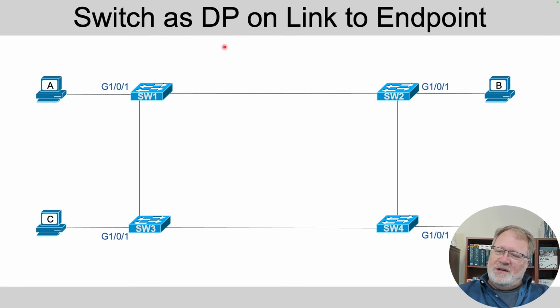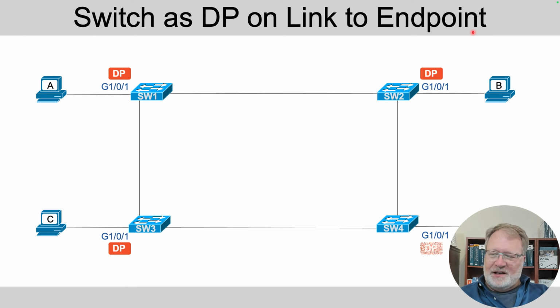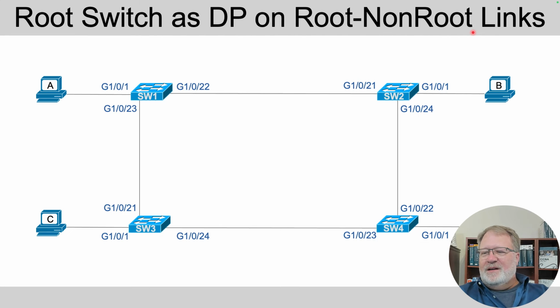So designated port on links to endpoints. Look at the endpoints on the outsides, left and right. The switches are the designated ports, DP for designated port. The PCs aren't participating in spanning tree. They have no concept of a root cost, so of course the switch is going to have the better, lower root cost. Now let's talk about the root itself.